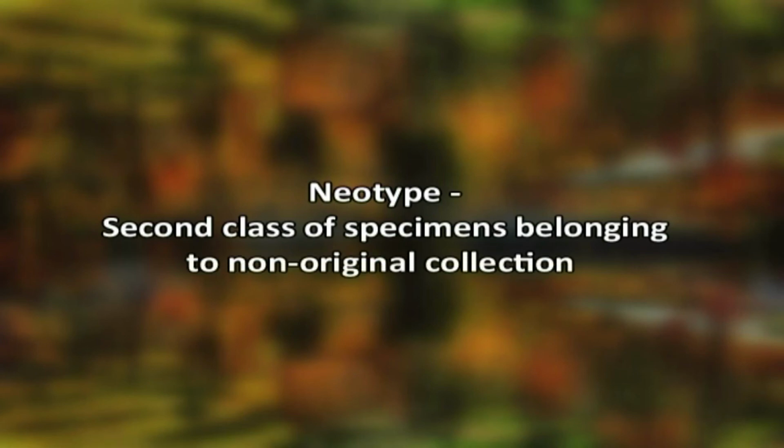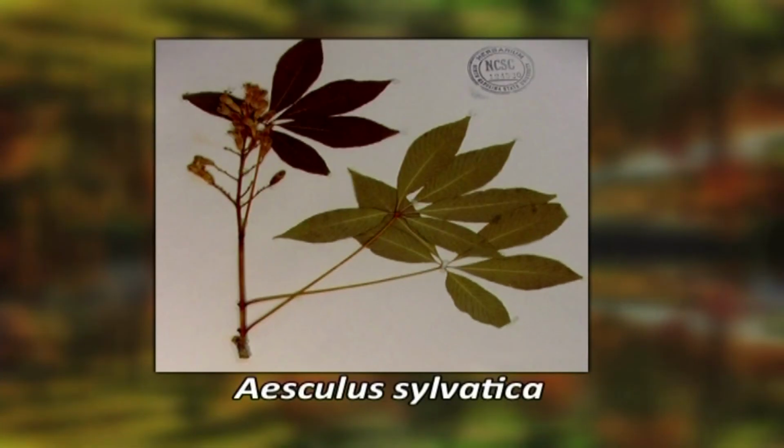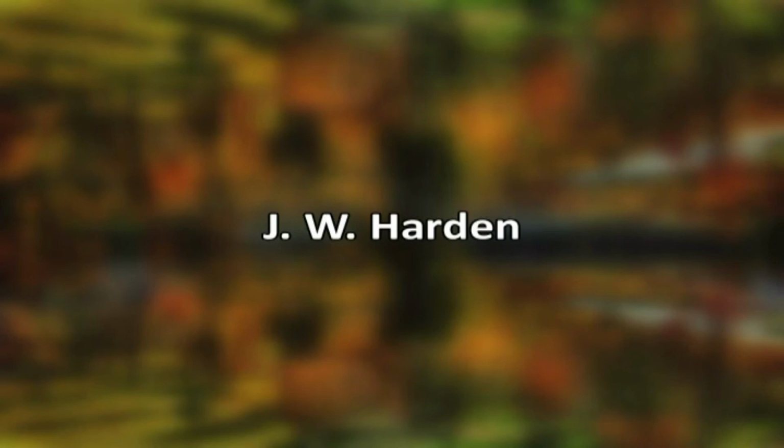A neotype is a second class of specimens belonging to non-original collections that is selected to serve as the type when all of the material on which the name was originally based is missing or absent. For example, the type collection for the name Aesculus sylvatica, representing a neotype, was collected by Hardin in the absence of Bartram's collections, who first proposed the name with description only. The specimen has been deposited in the herbarium of the University of Michigan.